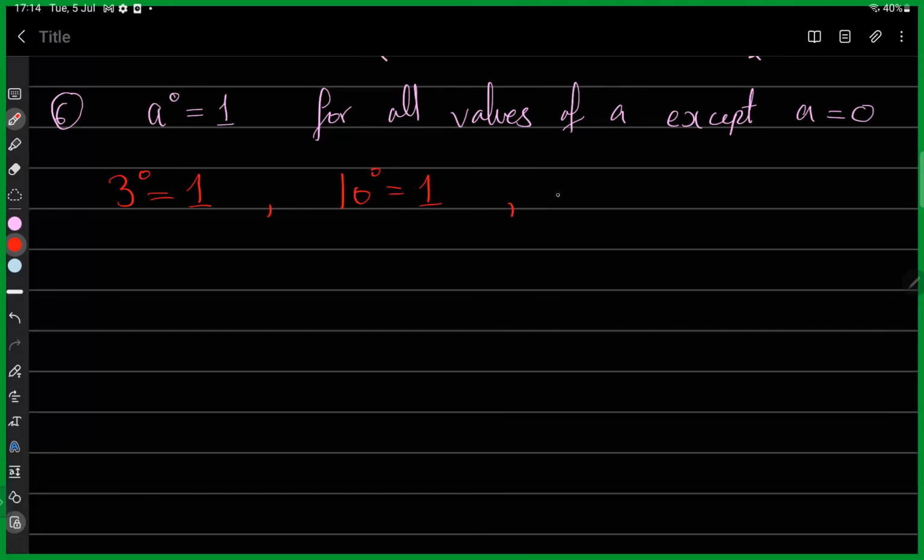This would mean 1 by 2 power 0 is 1. This would mean negative 1 power 0 is going to give you 1, right? All values of a except a equals 0. So if you have any number, 0.1, 0.2, 1 by 2, 1 by 3, 2 by 6, any number, power 0, the mathematical value is going to be 1. Okay, any number power 0 is 1.